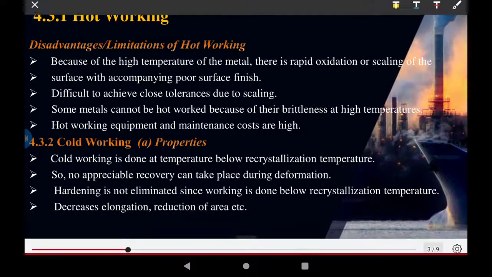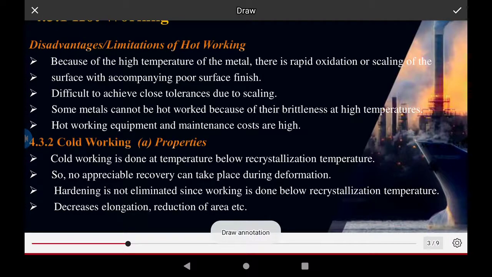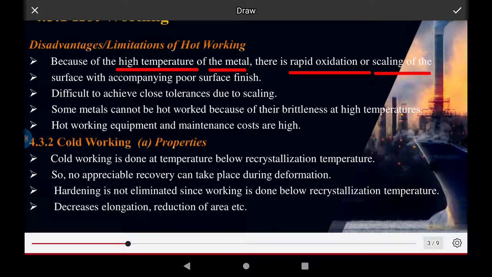Hot working: advantages and limitations of hot working. Because of the high temperature of the metal, there is rapid oxidation and scaling of the surface, with accompanying poor surface finish. It is difficult to achieve close tolerance due to the scaling.